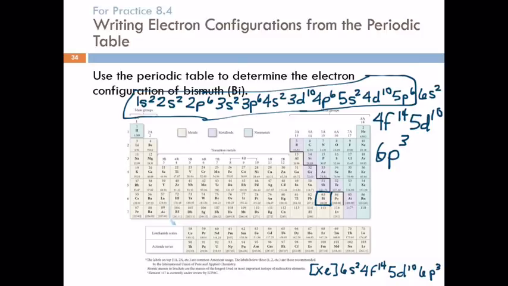How many valence electrons does bismuth have? 5. So the 6 is the highest principal quantum number. So there's 2 in the S and 3 in the P. 2 plus 3 is 5. You can get it from the electron configuration, but you can also get it from the group number. Group number 5A, bismuth is in 5A, it's got 5 valence electrons.